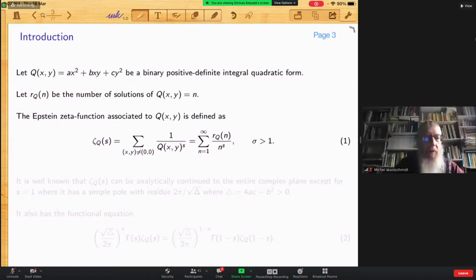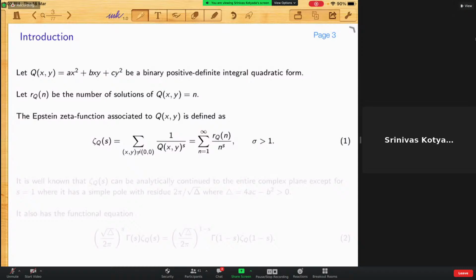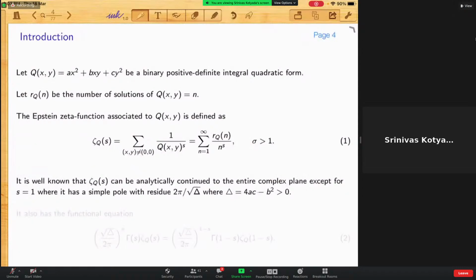All right, so let Q(x,y) be a positive definite integral quadratic form, and let r_Q(n) be the number of solutions of the equation Q(x,y) = n. Then associated to this Q, one defines the Epstein zeta function as zeta_Q(s) equal to the summation of 1 by Q(x,y) to the power s, and one can write it as the sum of r_Q(n) by n to the power s, in the form of a Dirichlet series.